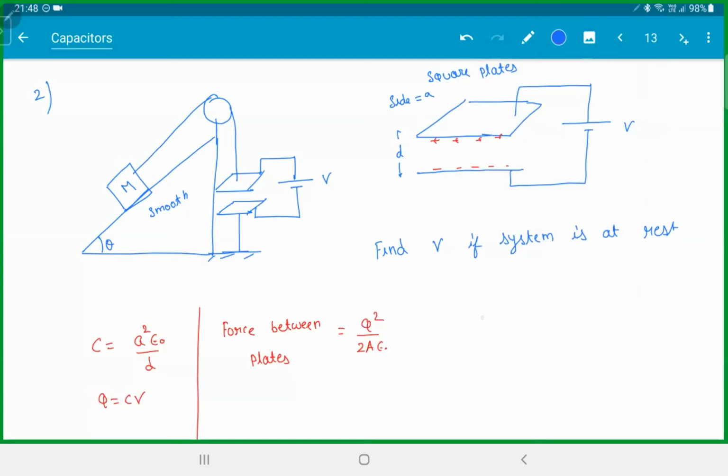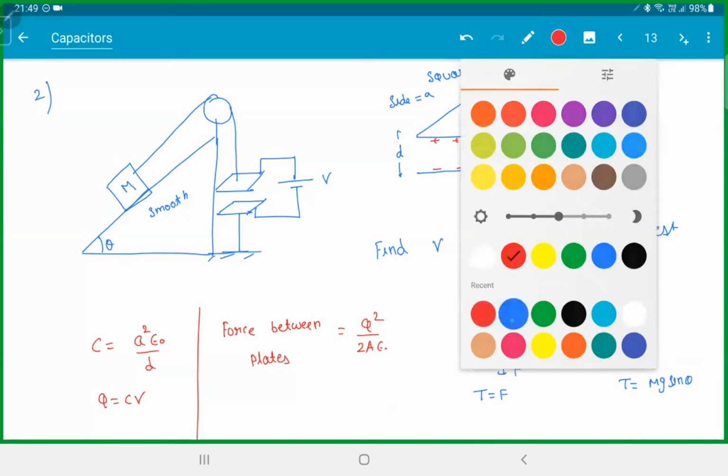So if you draw FBD of the plate, the forces will be tension and the force of attraction. And if you draw the FBD of the block, tension and mg sine theta. That means T is equal to mg sine theta because it is in equilibrium, and T is equal to F because the plate is in equilibrium. So indirectly, we get F is equal to mg sine theta. Make sense? We get F is equal to mg sine theta.